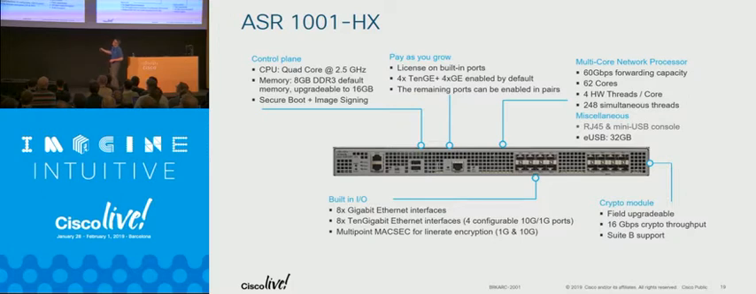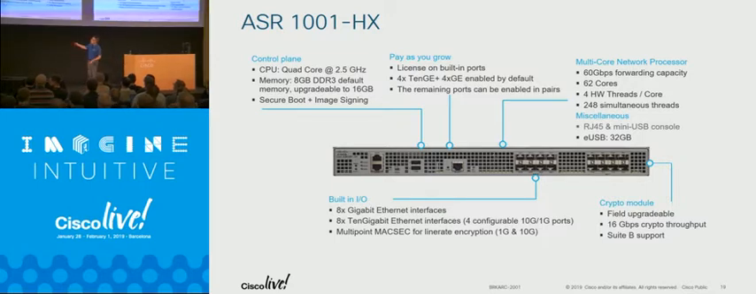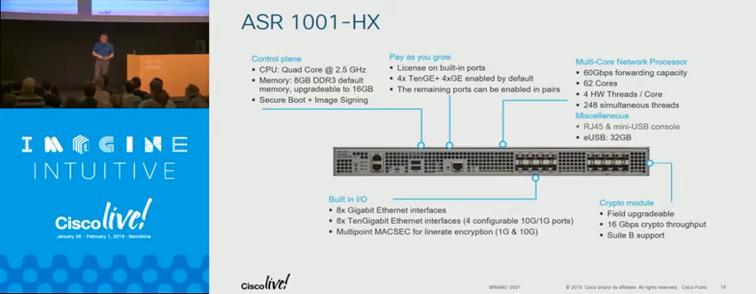The license model on the ASR 1001HX is pay-as-you-grow based on the built-in port. So by default, you will get 4 10 gig and 4 gig interfaces. They're enabled by default. The additional ports can be licensed in pairs. So if I need to enable the 5th 10 gig port, I would buy a pair of 10 gig licenses.